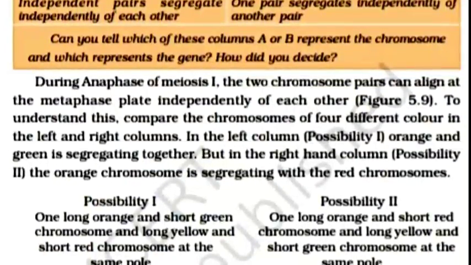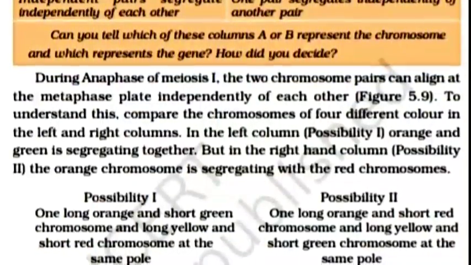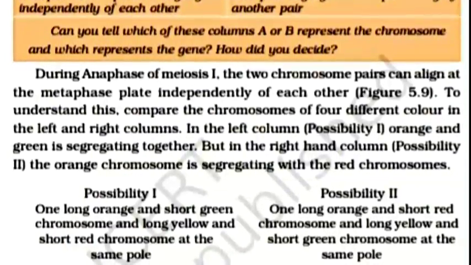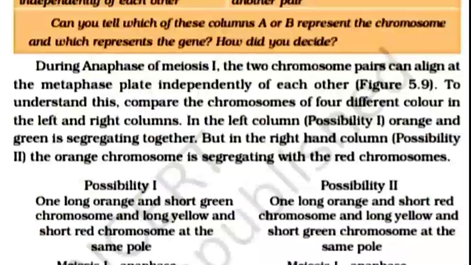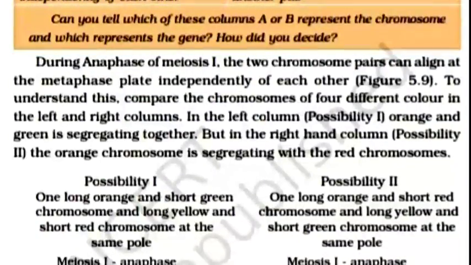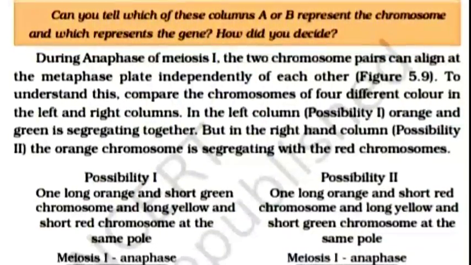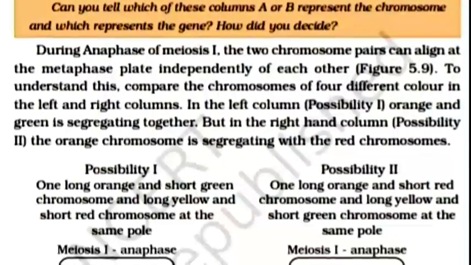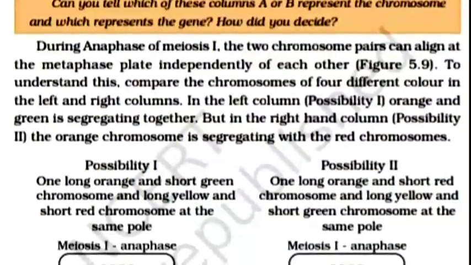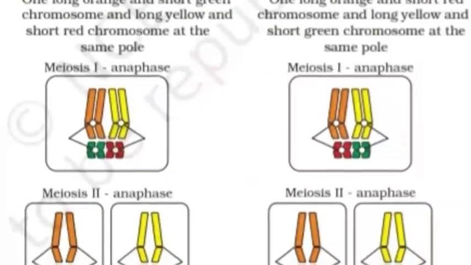Possibility 1: one long orange and short green chromosome, and long yellow and short red chromosome at the same pole. Possibility 2: one long orange and short red chromosome, and long yellow and short green chromosome at the same pole.